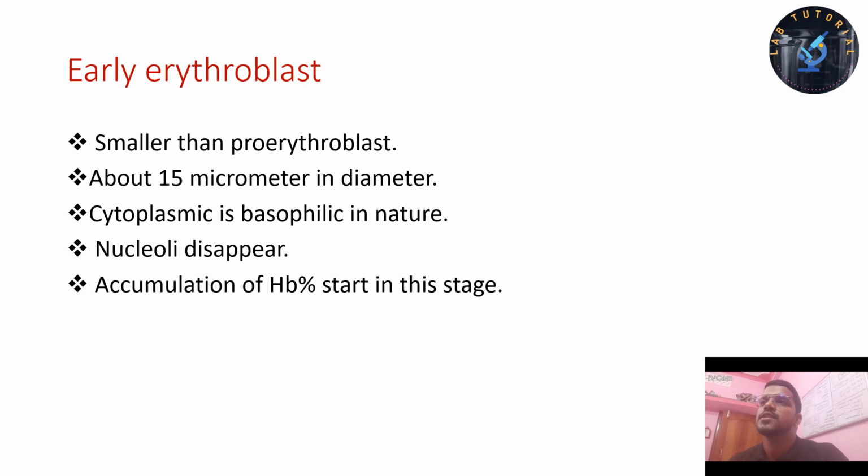Then the next stage is early erythroblast. It is smaller than the pro-erythroblast, with a size of 15 micrometer in diameter. Cytoplasm is basophilic in nature, nucleoli disappear, and hemoglobin accumulation starts in this stage.